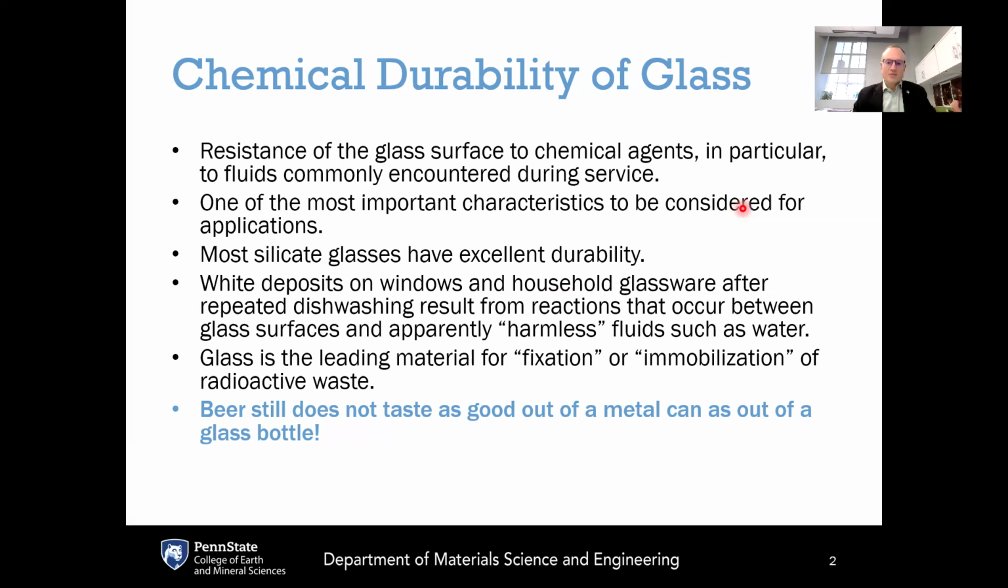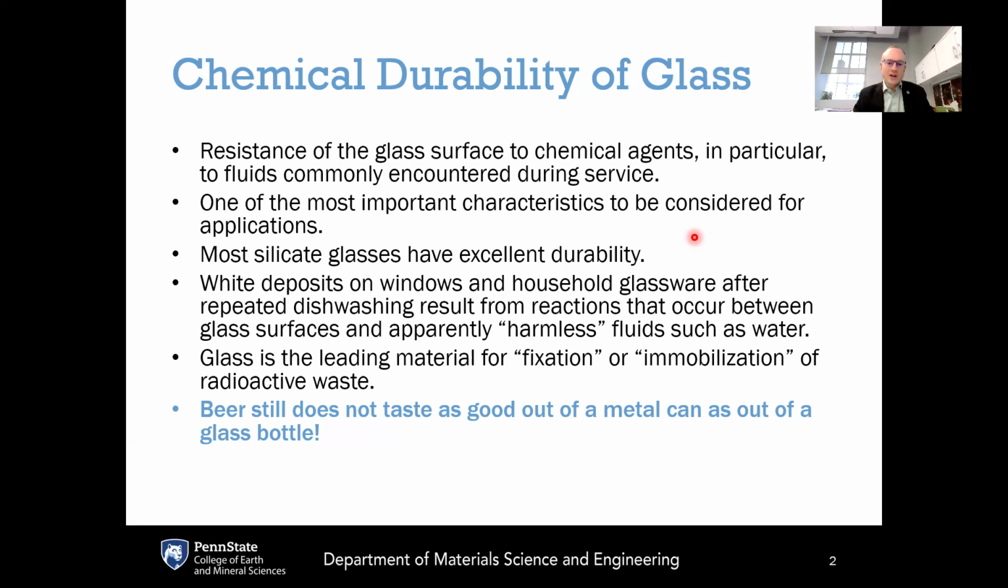There can be interactions between that fluid and the glass surface, and that can lead to corrosion of the glass surface. This is one of the most important characteristics to be considered for many applications, even something as simple as glass windows. Chemical durability is very important for them because they are exposed to a humid environment. They may also be exposed to acid rain, and it is important that the reactions between the humid environment and the glass surface are minimized.